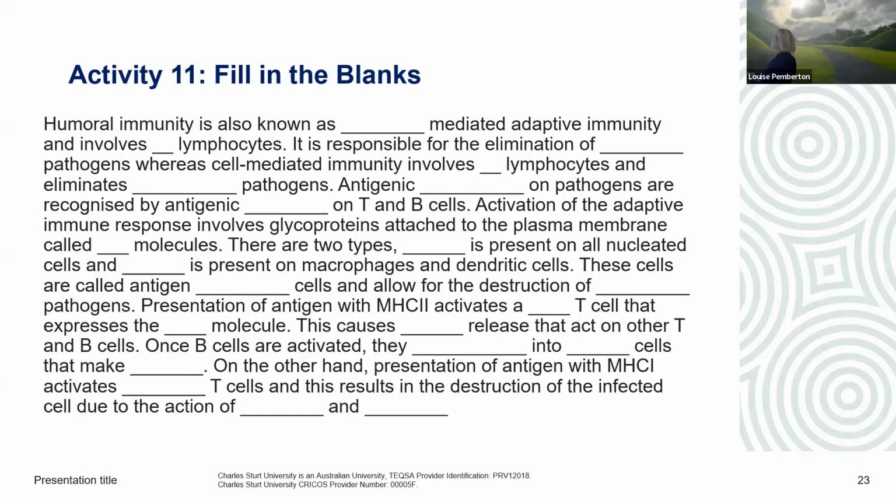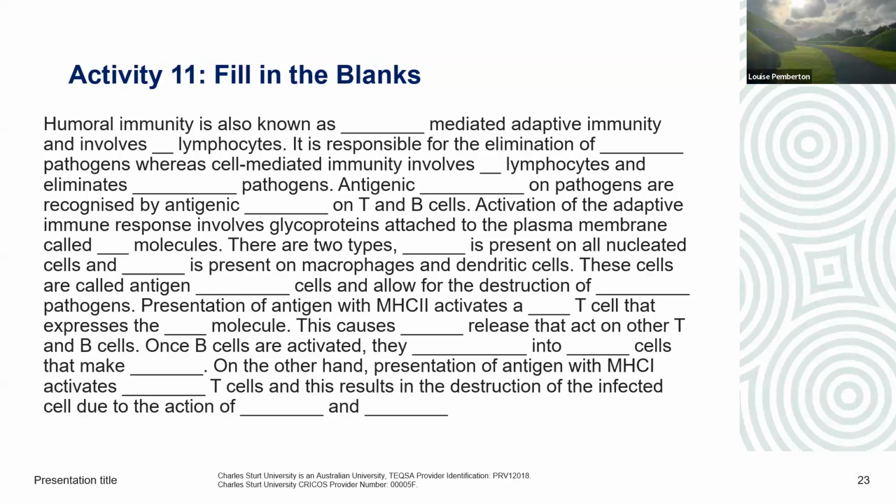Okay, so what are we putting here? Antigenic on pathogens. The antigenic determinants on the pathogens are recognized by the antigenic receptors on the T and B cells. So don't get that backwards.